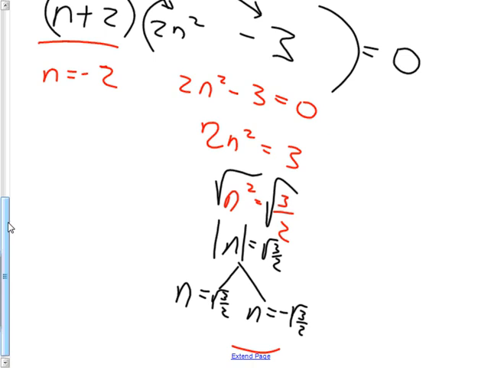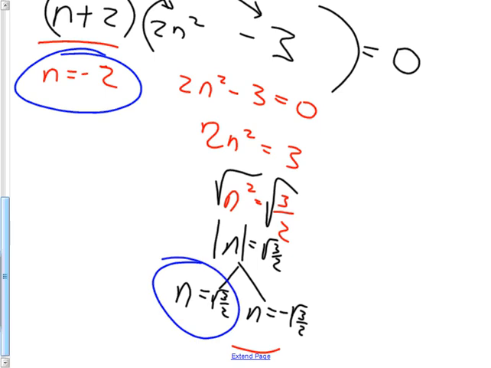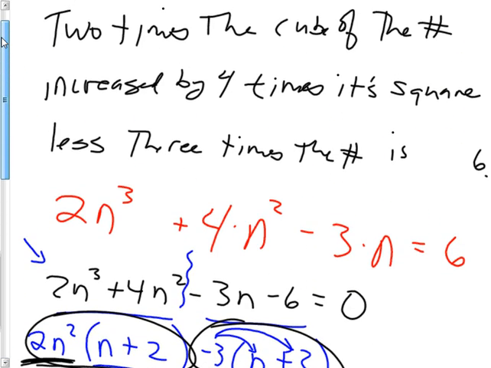Now, let me throw one more thing at you. That's an answer, and that's an answer. Notice that there's 3 answers. When should you know to look for 3 answers versus 2? The problem has a cubed in it. It's going to have 3 answers.